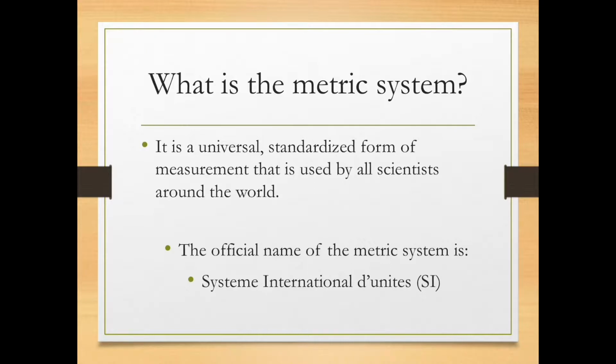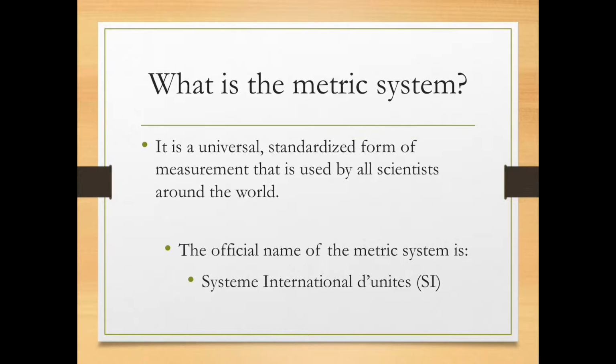So you might be thinking, what is the metric system? Well, it's basically this universal standardized form of measurements. It's used by scientists all around the world, and many countries have actually adopted this as their form of measurement. In England, all of their speed limit signs are in kilometers per hour or some form of kilometers per time system, whereas ours are in miles per hour. And the United States is one of a few countries that doesn't use the metric system.